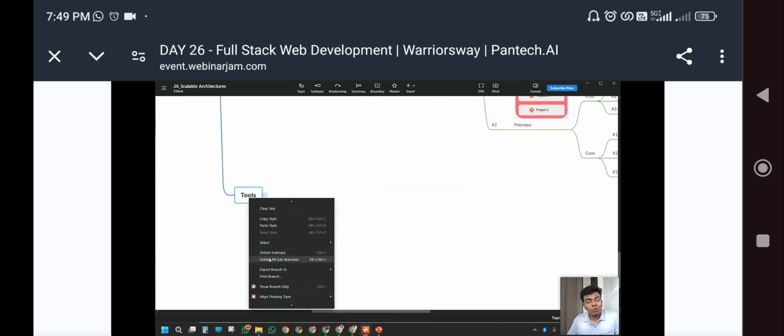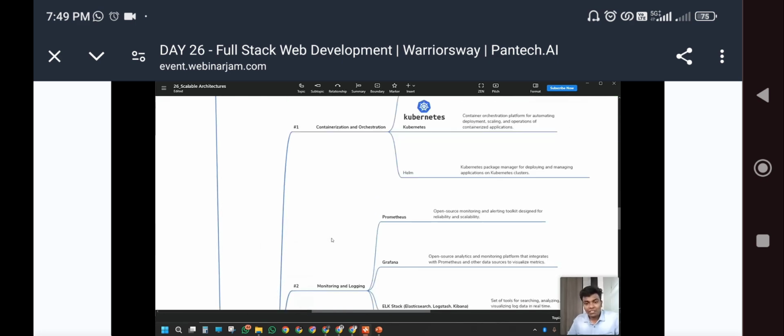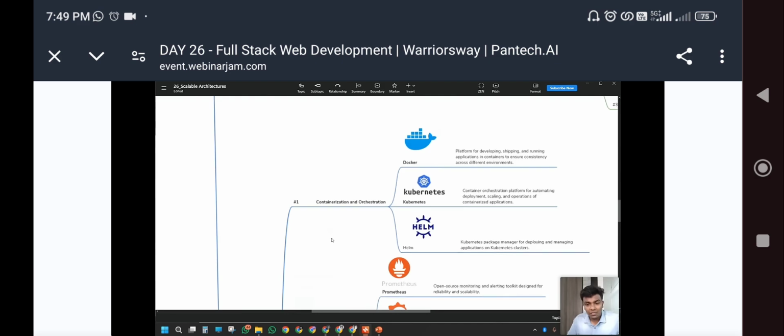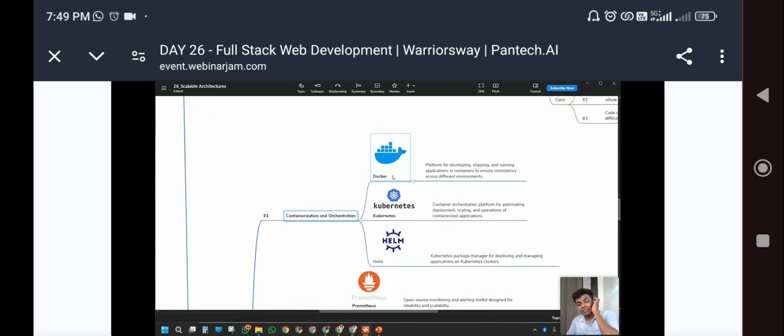Once you have seen the tools, don't get scared about each and every tool, guys. Take your time and read it. Just go through all the tools. For containerization and orchestration, the first is Docker, a platform for developing, shipping, and running applications in containers to ensure consistency across different environments. And for orchestration, there is a container orchestration platform for automating deployment, scaling, and operation of containerized applications.